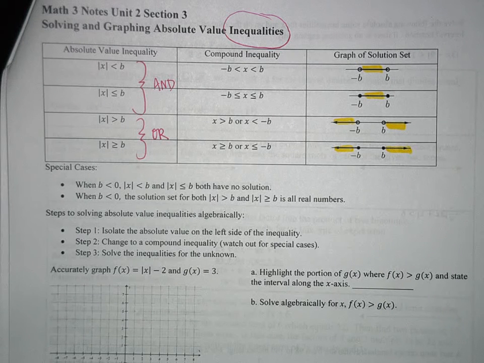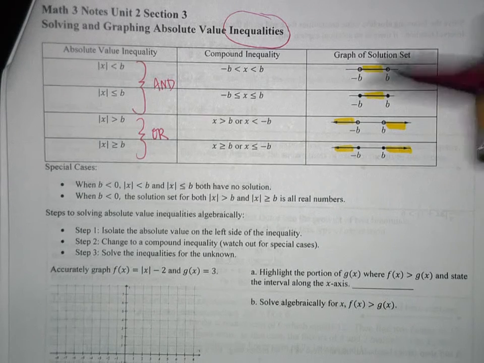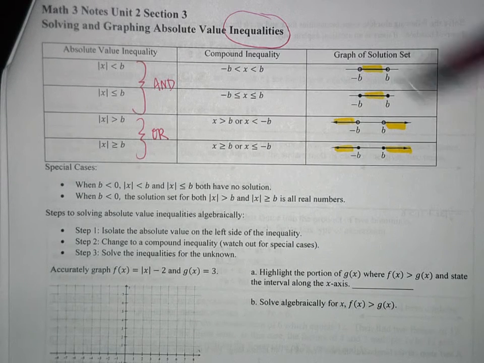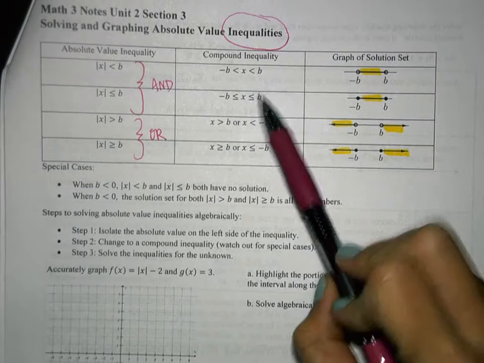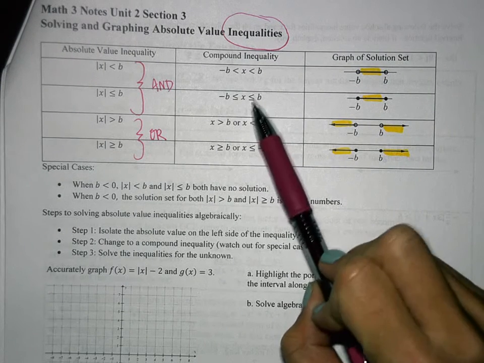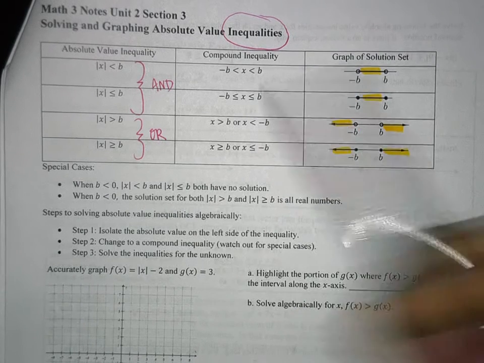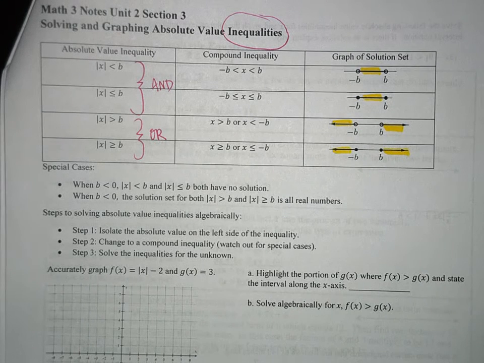Also notice that some of them have a solid circle and some of them have an open circle. So open versus closed, and they're open versus closed because of the, very good, the inequality sign. So this one has an equal to, so it's solid. This one doesn't have the equal to, and it's open. Okay.